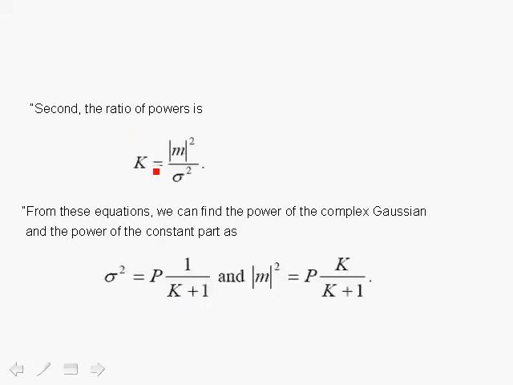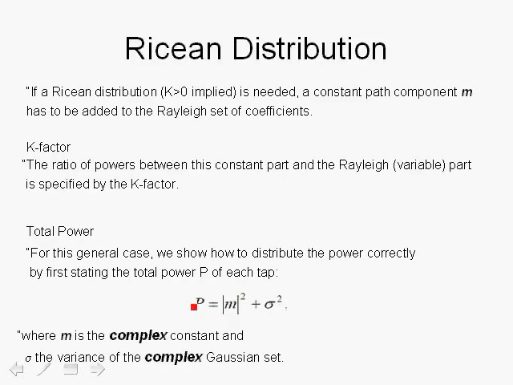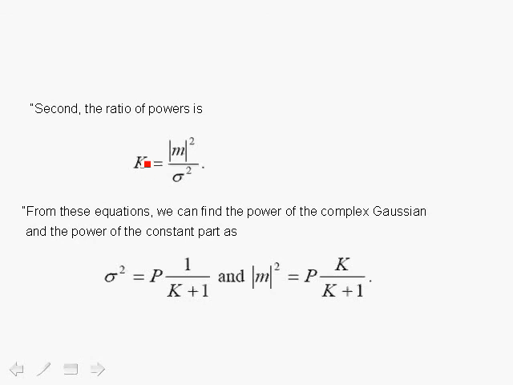Now the K factor is the ratio of the direct line of sight power over the power due to non-line of sight and all the multipath fading and scattering. So that's the definition of the K factor. If we go back to this expression over here and incorporate the definition of the K factor, then we can derive the expression for the variance of the complex Gaussian process, the Rayleigh fading component, as a direct function of the total power and the K factor, and also the direct component m as a function of the K factor and total power.